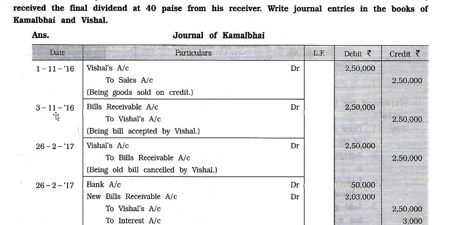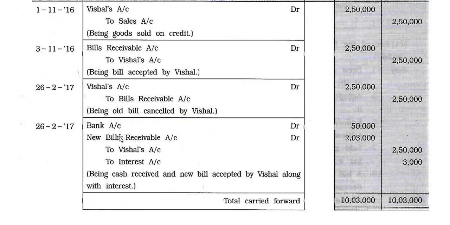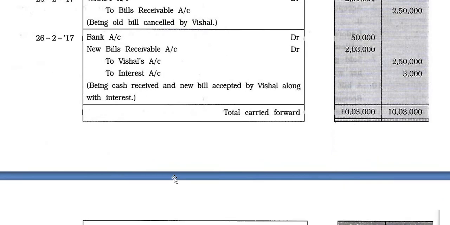26/2/2017, after 4 months, that is 12, 1 and 2. So 26/2/2017, Vishal account debit 2,50,000 to bills receivable account 2,50,000, being old bill cancelled by Vishal. Now bank account debit 50,000, meaning Vishal paid 50,000 rupees. 2,50,000 minus 50,000, now 2 lakh remains, but Vishal gave interest of 3,000 rupees. So new bills receivable account 2,03,000. Vishal account 2,50,000 to interest account 3,000, being cash received and new bill accepted by Vishal along with interest.